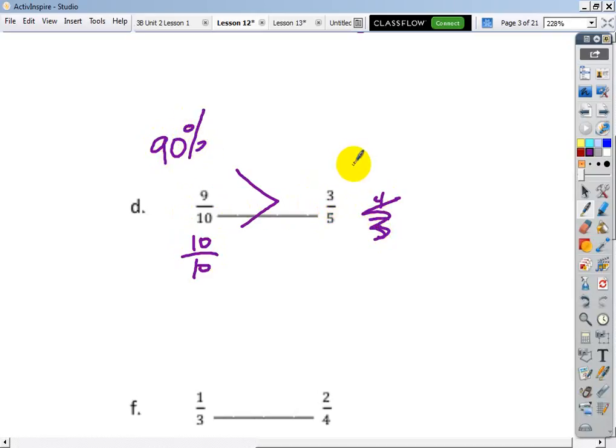3 out of 5 gives you something like, I don't know, I'm going to say 71%. Just making it up. Because 3 out of 5 on a test, you missed 2 questions on a 5-question test. Here you only missed 1 question on a 10-question test. You got a better grade, bigger score, bigger fraction.